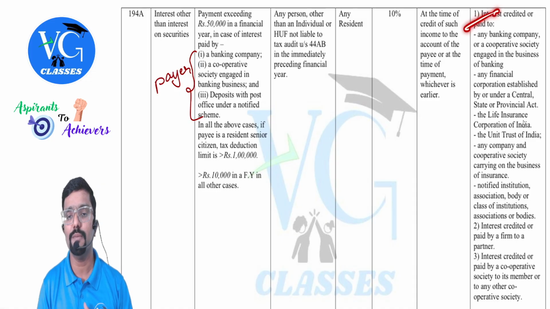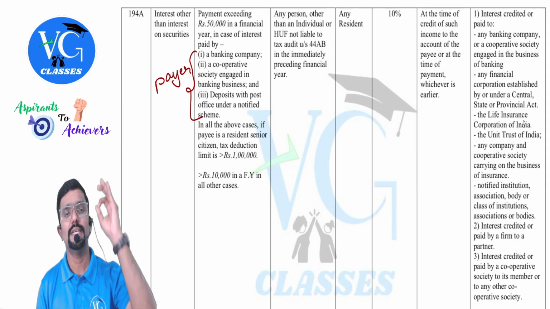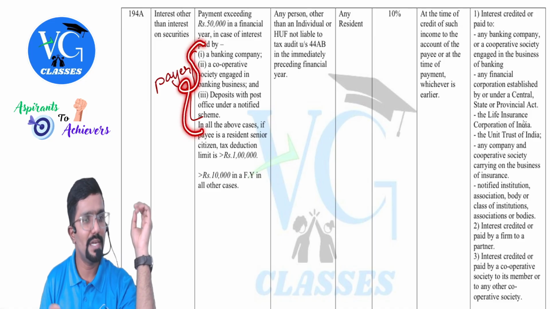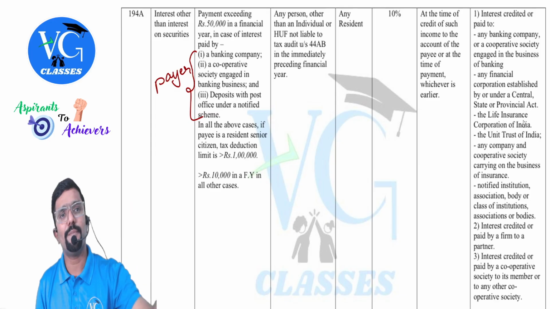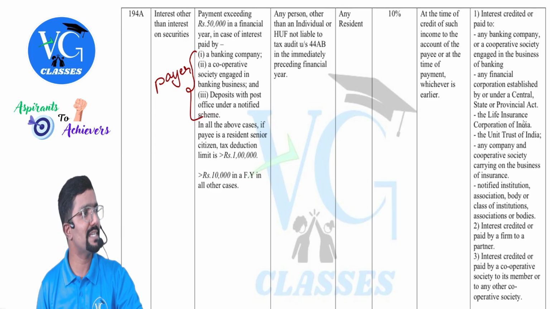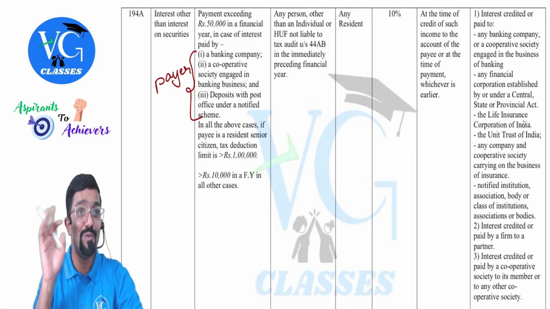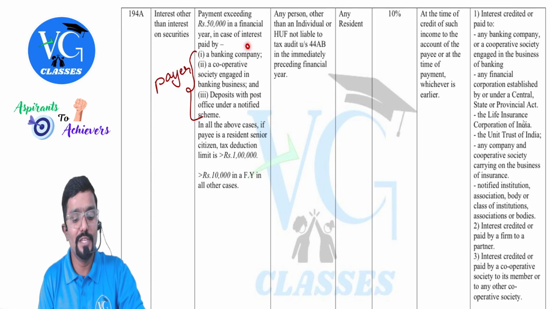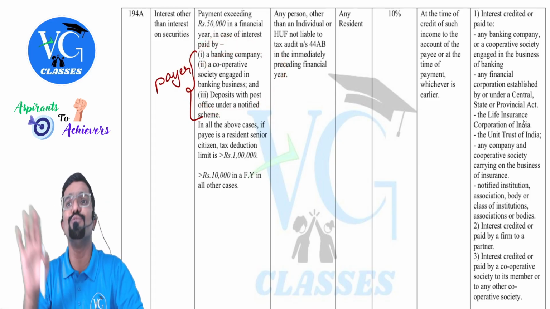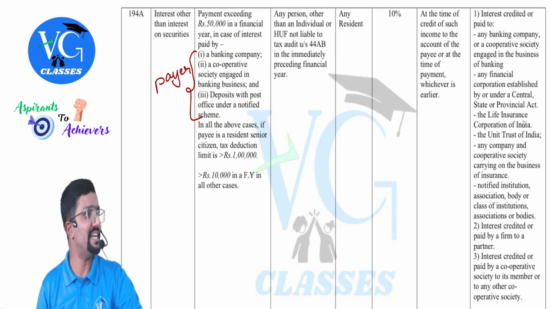Then coming to the last column, in the following cases, no TDS. Listen, this is interesting, guys. Assume I have kept deposits with a bank. They are paying me interest of more than 50,000. Should they deduct TDS? Yes. Now, vice versa. If I am paying interest to them, should I deduct TDS? No. They are telling us not to deduct TDS.